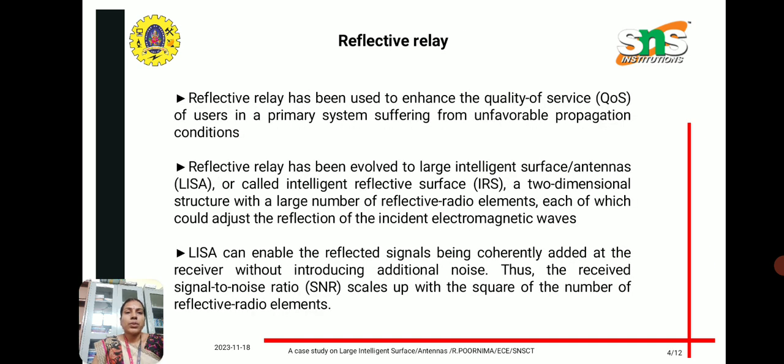So what is a reflective relay? It is used to enhance the quality of service of users in a primary system which suffers from unfavorable propagation conditions. So a reflective relay is used for large intelligent surface antennas. It is also known as an intelligent reflective surface. It is a large number of reflective radio elements which adjust the reflection of the incident electromagnetic waves. So it enables the reflected signals to add coherently at the receiver without introducing noise. So it improves the signal to noise ratio.